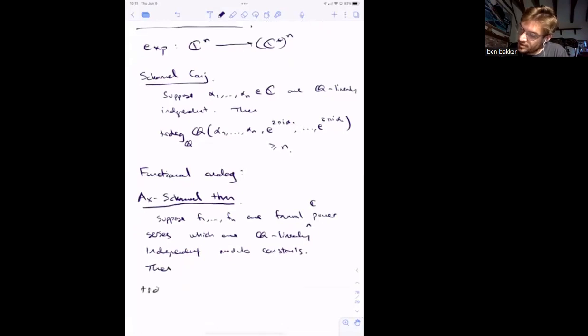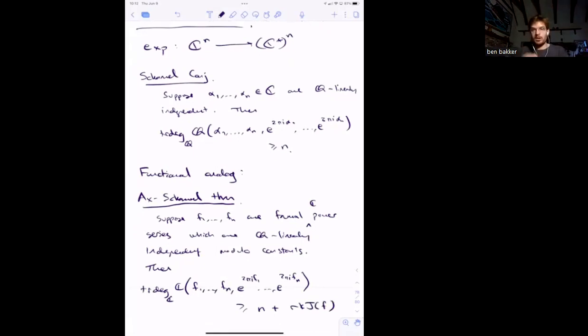Then the transcendence degree of the field, so now this is over C, the field generated by these functions together with their exponentials, is bigger than or equal to n, plus now we also include the rank of the Jacobian of the sort of formal function we get by putting the f's together. Okay, so let's pause for a second here, now that I have both of these written up.